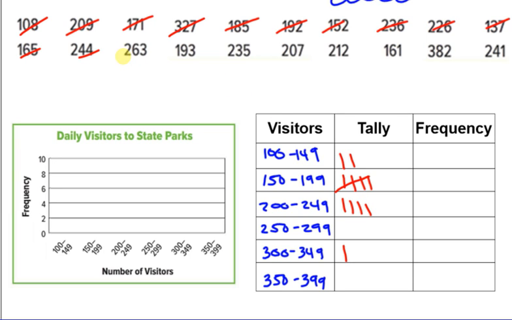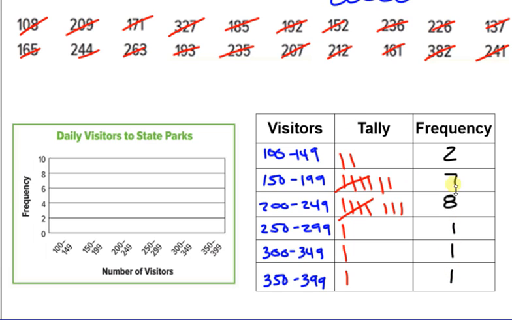244, 263, 193, 235, we're going to cross it on the fifth one, 207, 212, 161, 382, and 241. So now we need to go ahead and count up our frequency. So that's going to be 2, 7, 8, 1, 1, and 1.